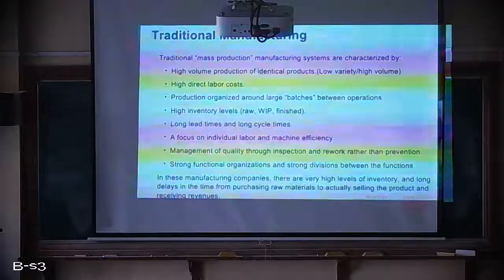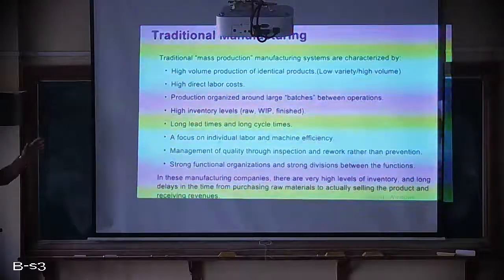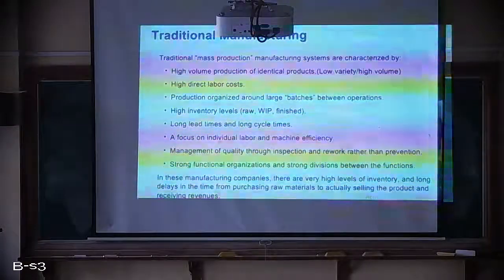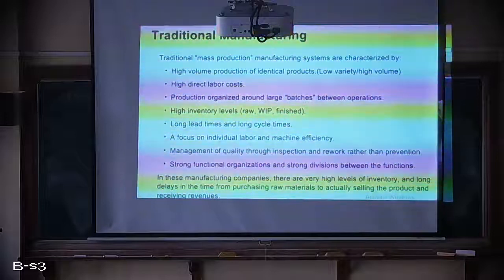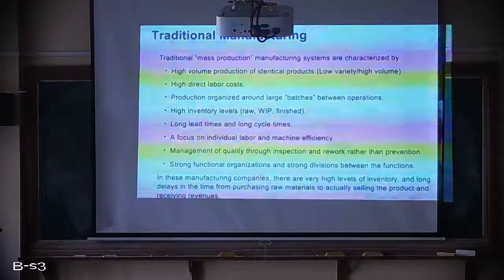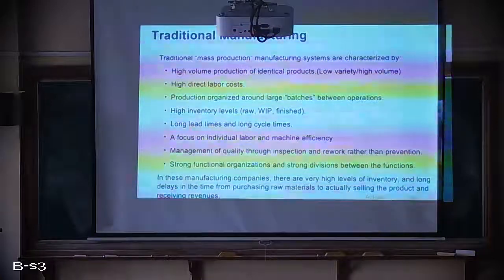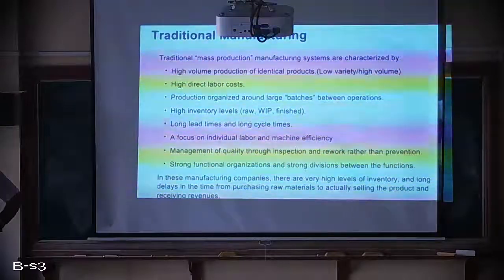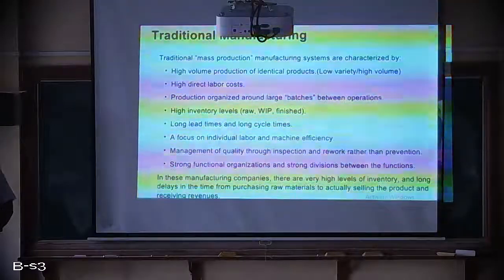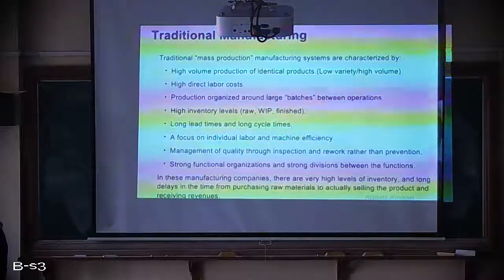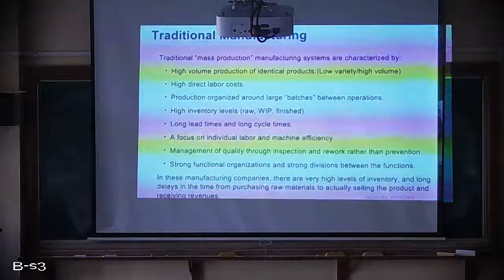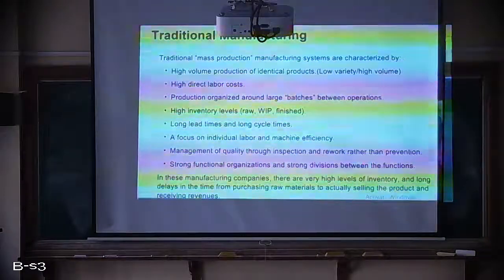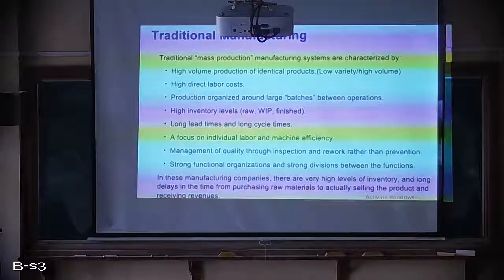Traditional mass production manufacturing systems are characterized by these basic characteristics: high volume production of identical parts, that is, low variety and high volume. High direct labor costs. Production organized around large batches between operations. Because mass production usually goes for large batches, there are going to be high inventory levels, maybe raw materials, WIP or finished goods.